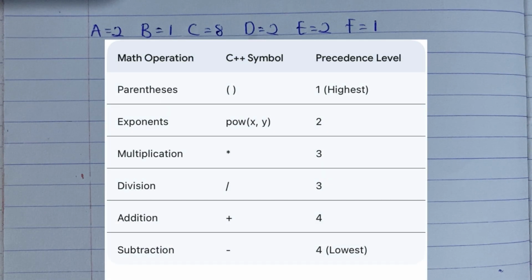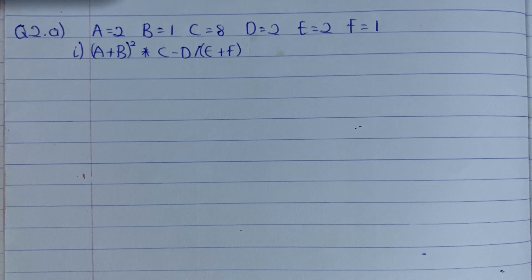We call it the PEMDAS rule. We have parentheses as the highest precedence, exponents, then multiplication, followed by division, addition, and the least is subtraction. So from our first question, let's quickly substitute the value of A to F.